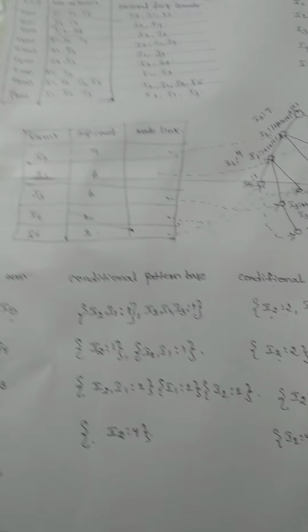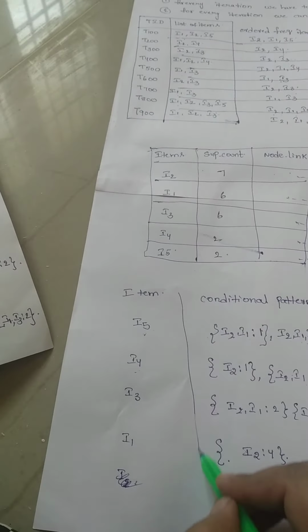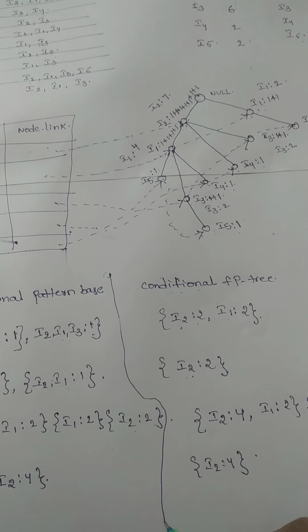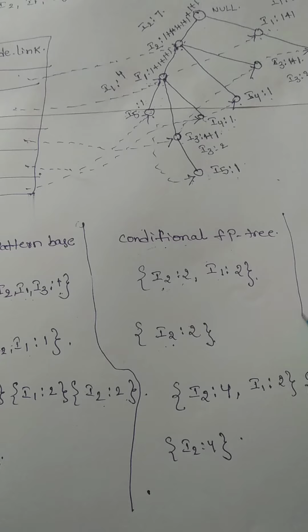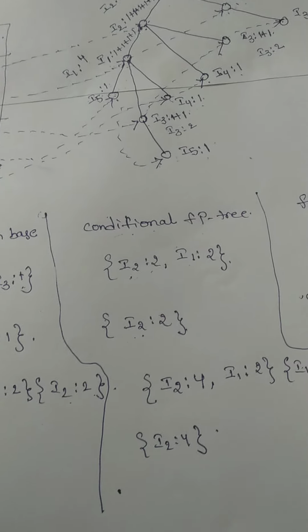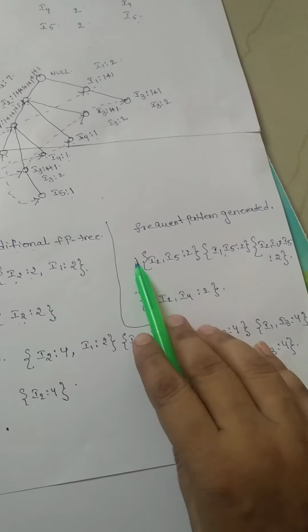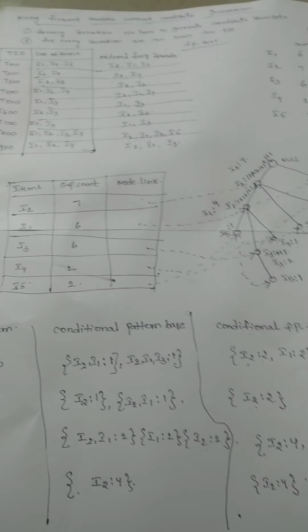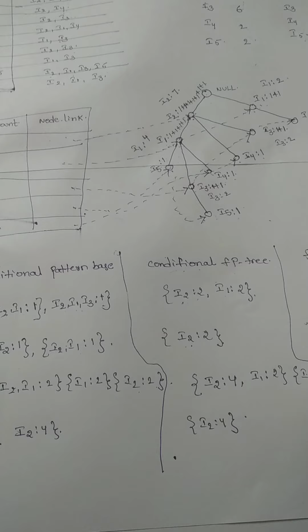So these are the items. Next, conditional pattern base and conditional FP trees, and finally frequent patterns generated. So this is the total FP growth problem.